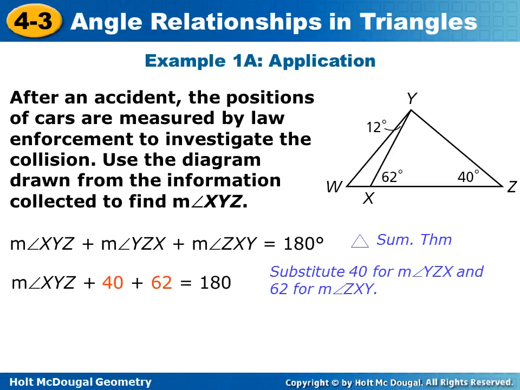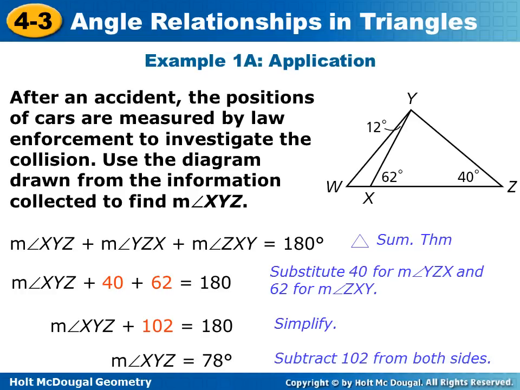Now we need to substitute 40 for YZX and 62 for ZXY. 40 plus 62 is 102. And then we subtract 102 from both sides to give us the measure of angle XYZ as 78.